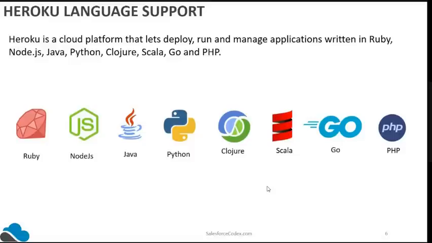So Ruby, Node.js, Java, Python, Clojure, Scala, Go, and PHP sites are very heavily used in our public domain right now. PHP and Go are used for high performing sites, and even financial companies use Go, where high performing, reliable, and secure connections are required. Those are also deployed on the Heroku platform. So you can think how good this platform is.